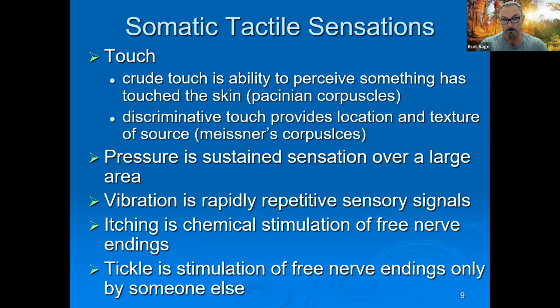So for example, Meissner's corpuscles are for light touch. Discriminative touch means less than deep pressure. What is pressure? Well, pressure is sustained sensation over a large area, over more than just a moment. That's what pressure is. Vibration is a rapidly repetitive sensory signal. That's how we're able to sense vibration.